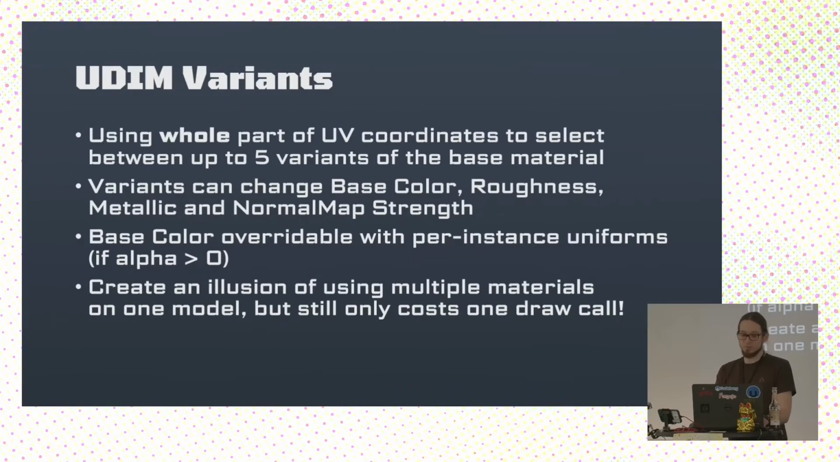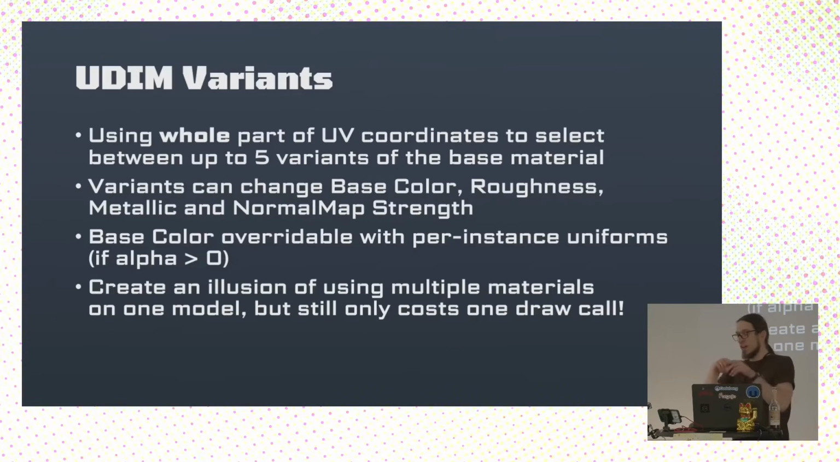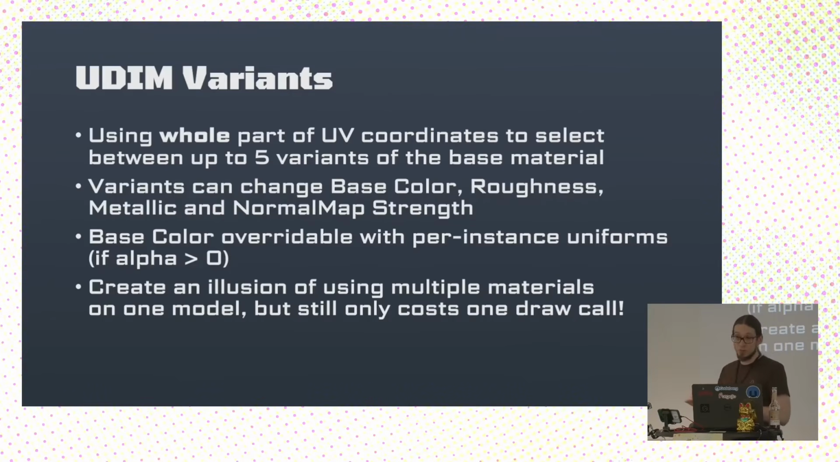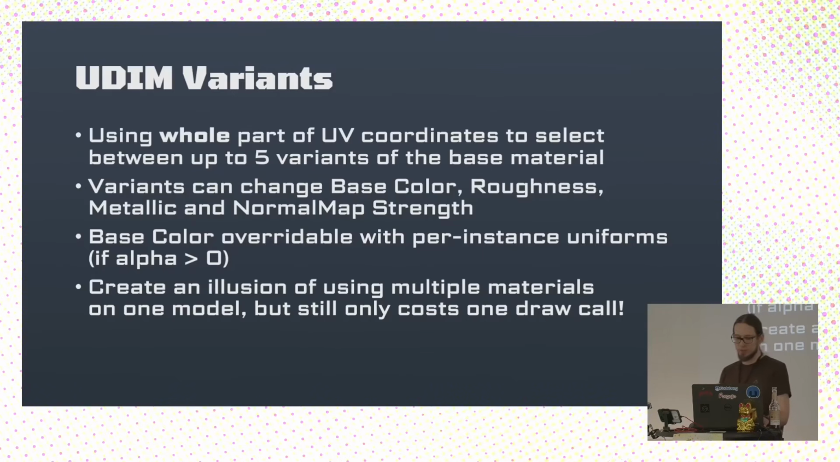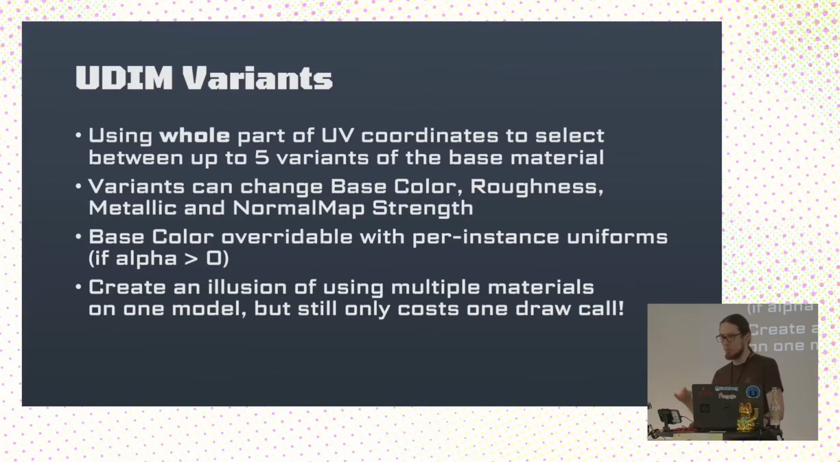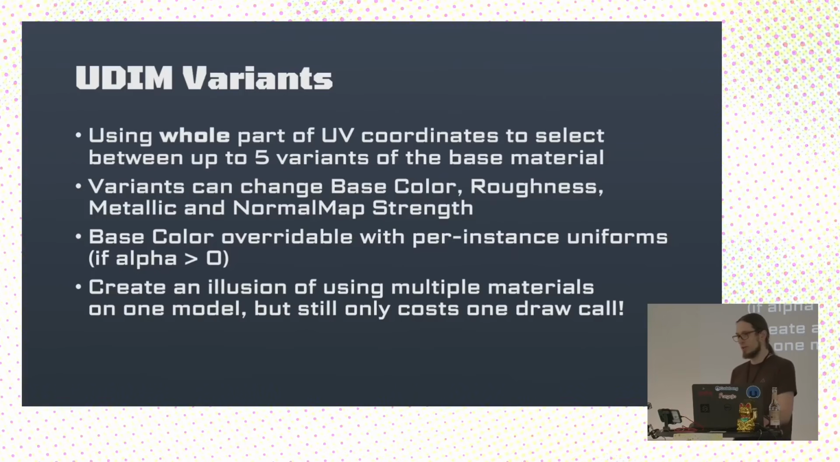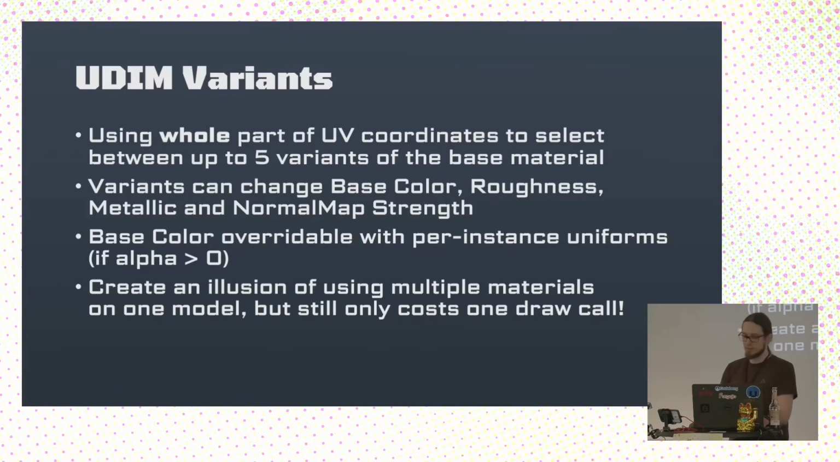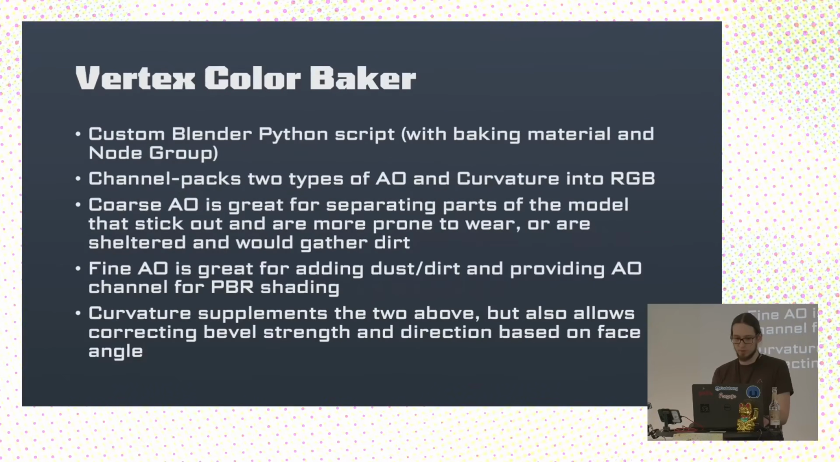UDIM variants. So if you go to the UV space, it's a rectangle. But if you move out of the rectangle, now you're in UDIM 1. So we can use that to tell the shader that parts of our model are in a separate group. And these groups are used to color the model in different ways. We can alter metalness, roughness, normal map power.